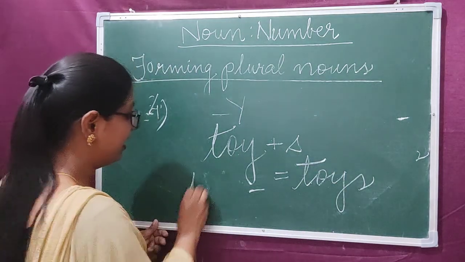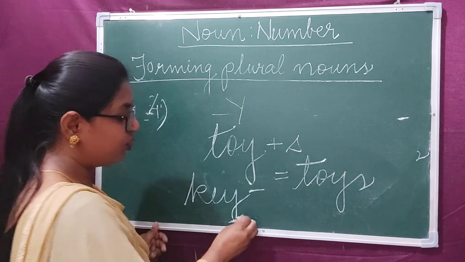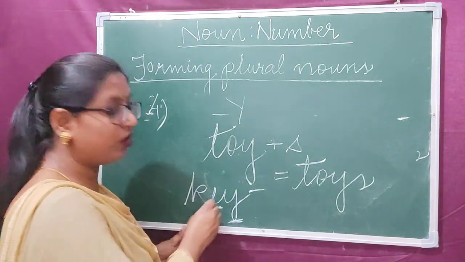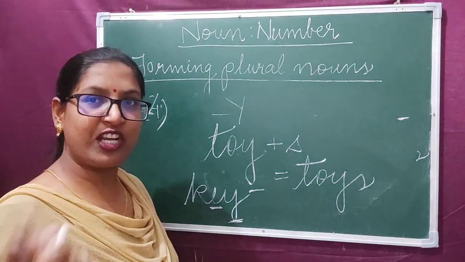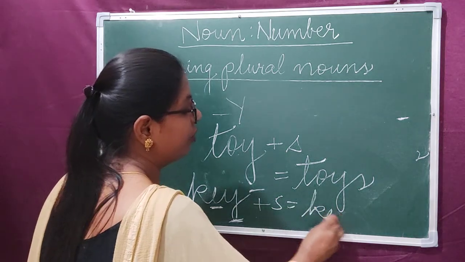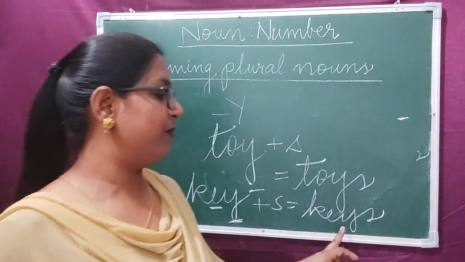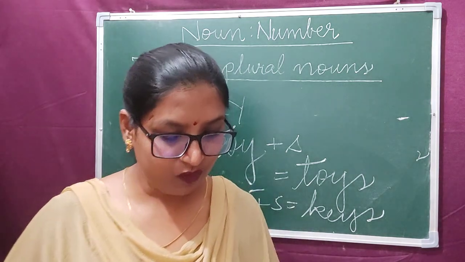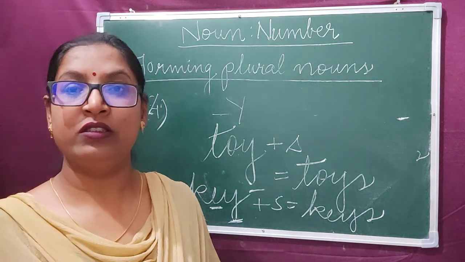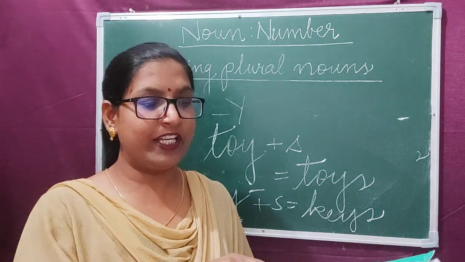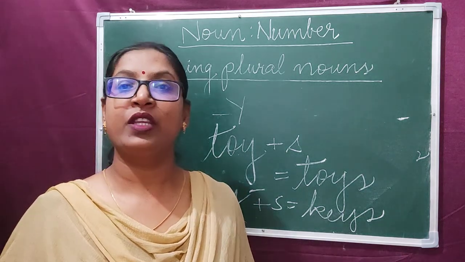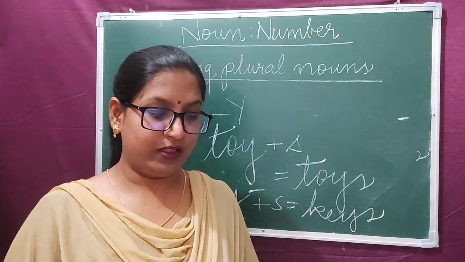The same way key. Though it is ending in Y, but before that we can see here the vowel. In that case Y will not be changed into IES but simply we'll add S with it to make it plural. So the plural word we get, keys. So dear children, I hope these many rules are clear to you. Changing from singular to plural.